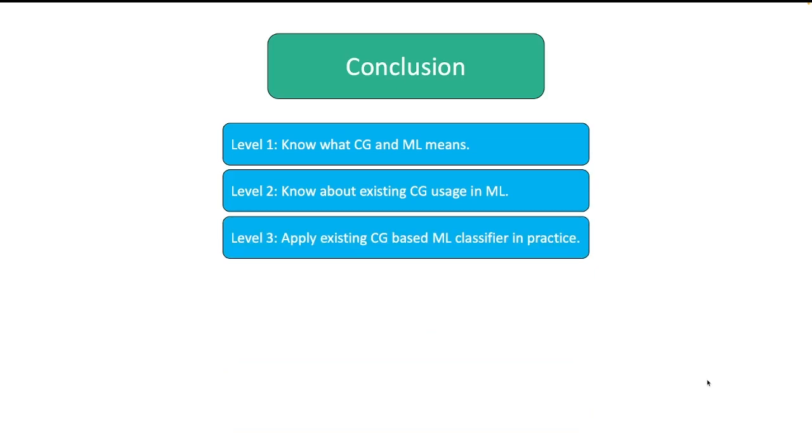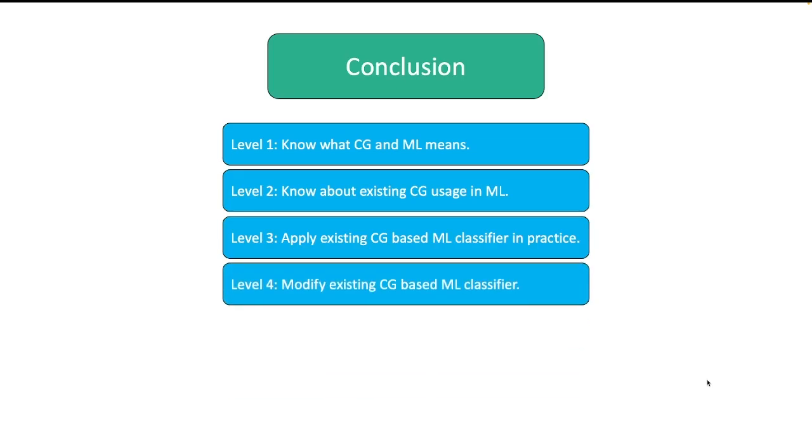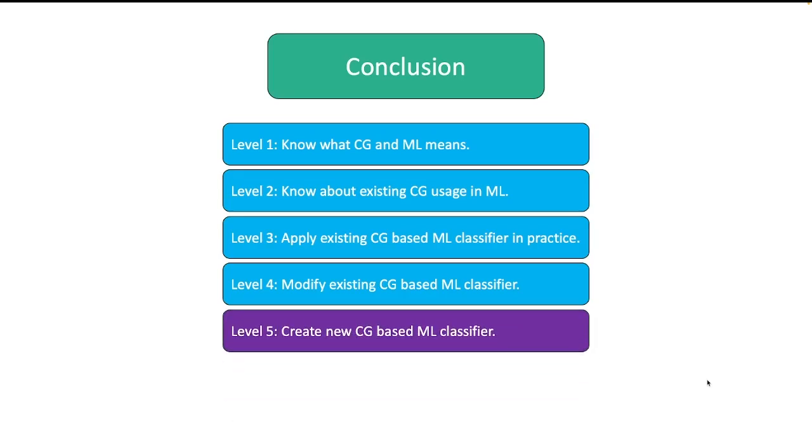Level 3 is where the active learning starts, where we do things. That's essentially applying an existing column generation based ML classifier in practice. That's essentially the NOTAM project. Level 4 is modifying an existing column generation based classifier. That's the decision tree work, where it's not enough to just apply it as it is. We are now also modifying the master problem and subproblem and a few things in the training process as well. Level 5 is something that I didn't do.